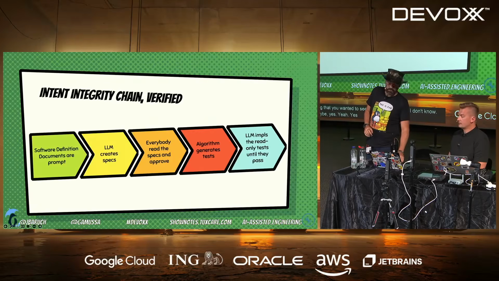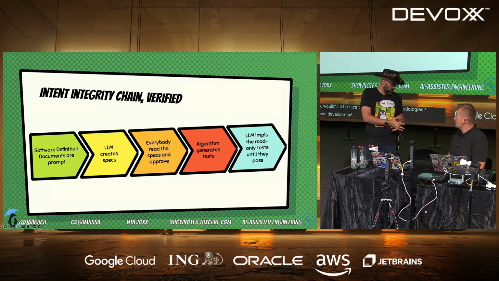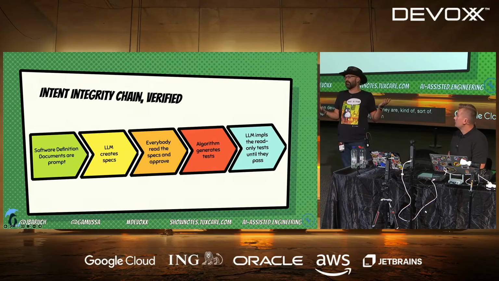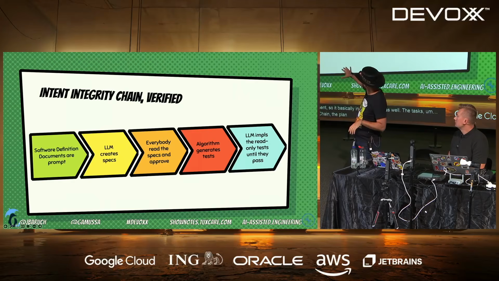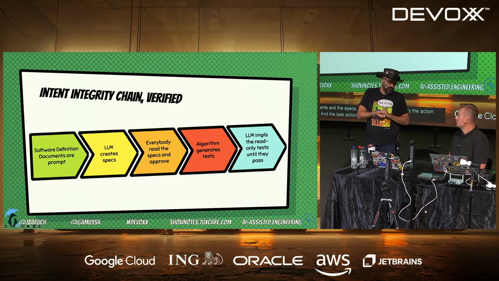Yes. So, repeating the question: wouldn't it be nice to combine both methodologies, the prompt-driven development and the intent integrity chain? The good news is they are kind of combined, yes. Intent integrity chain is evolved prompt-driven development, so it basically incorporates it as well. In intent integrity chain, the plan and the tasks are in between the software definition documents and the specs. So the specs are actually the action items, basically, like the task action items from PDD. So yeah, exactly. They are combined by definition.